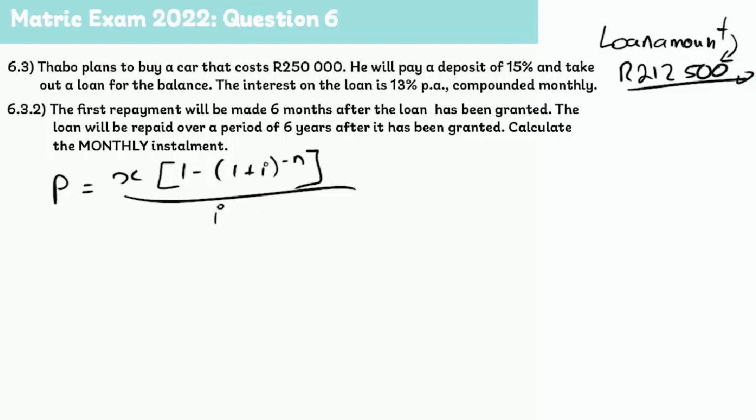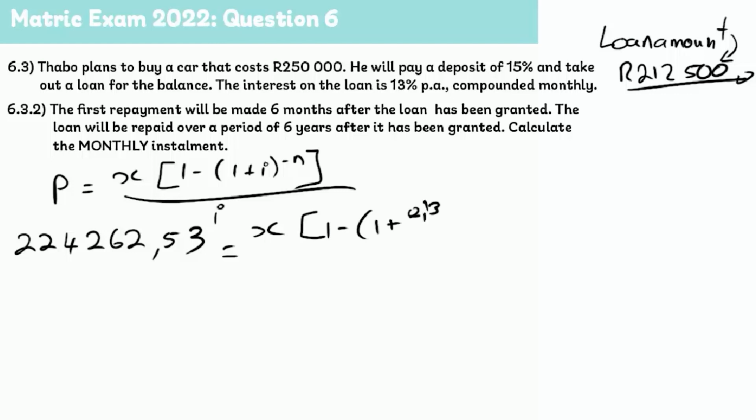Okay, so here's the formula we're going to be working with, and we know that P is now equal to 224,262 Rand and 53 cents. Do not forget the 53 cents. The bank wants that. X value, we don't know. That's what we're going to be working out. 1 minus (1 plus i), where i is the interest, 0.13 in decimal format, and it's compounded monthly, to the power of minus N.